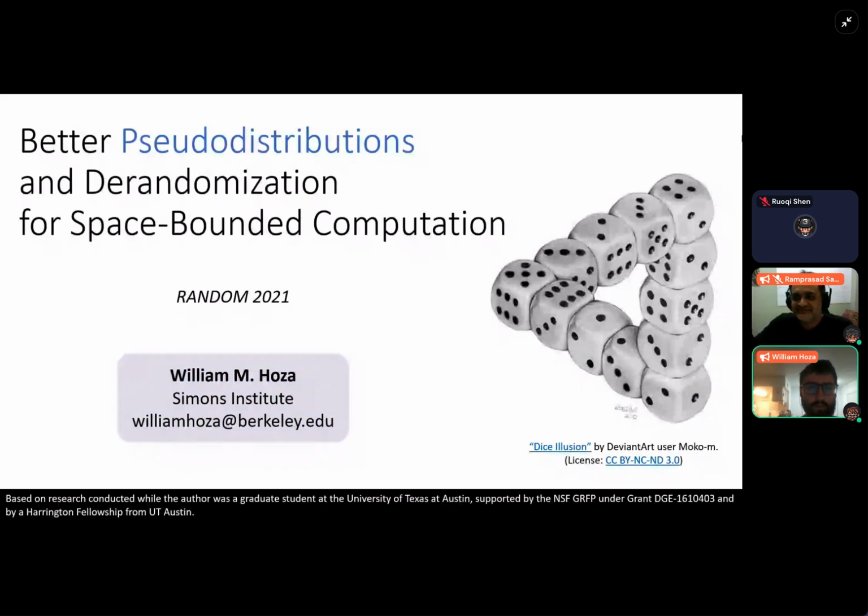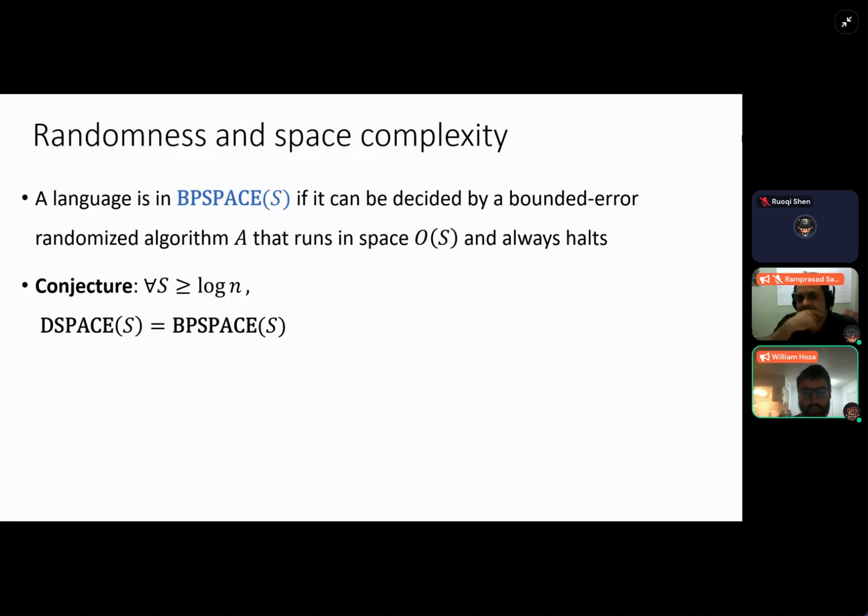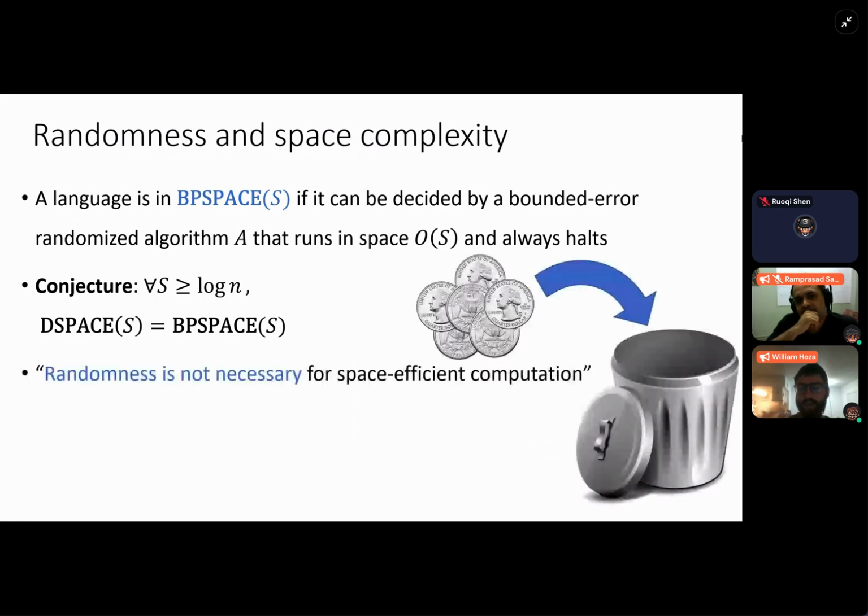So this work is about pseudodistributions and the derandomization of space-bounded computation. Recall that BPSPACE(S) is the class of languages that can be decided by randomized algorithms that use O(S) bits of space. And the popular conjecture is that BPSPACE(S) coincides with deterministic SPACE(S). This conjecture is saying randomness is not actually necessary for space-efficient computation, so you might as well throw all your fair coins into the trash can.